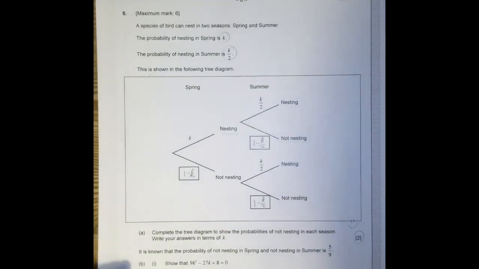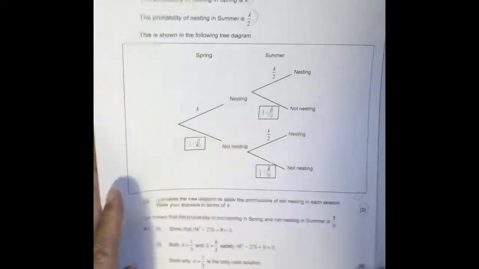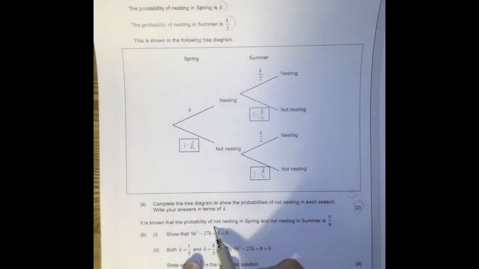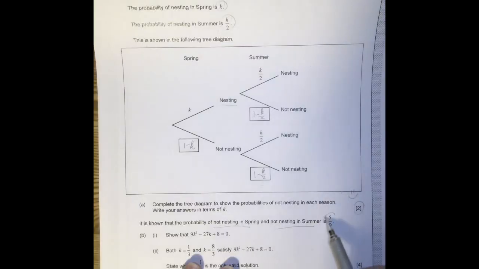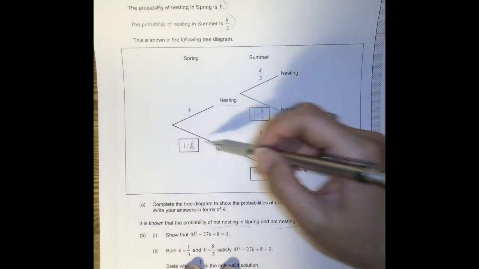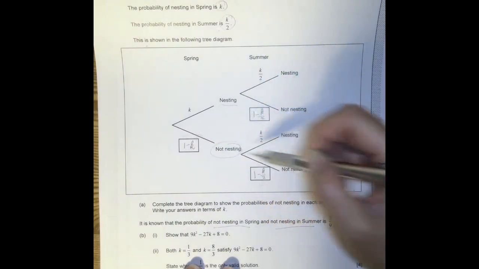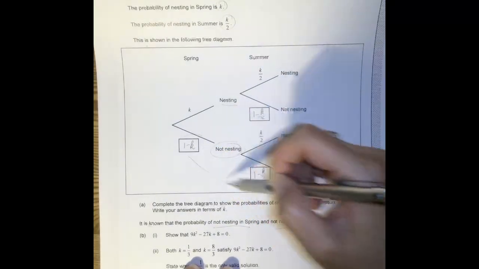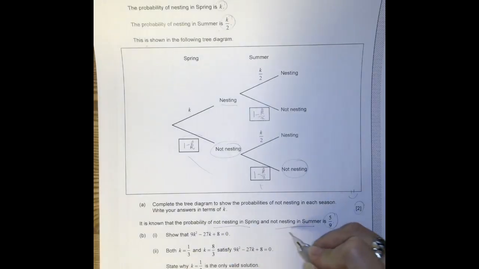And then next bit, we need to show that the probability of not nesting in spring and not nesting in summer is 5 out of 9. So we mean that it's not nesting and not nesting. We need to multiply these two. So let's do the math here.